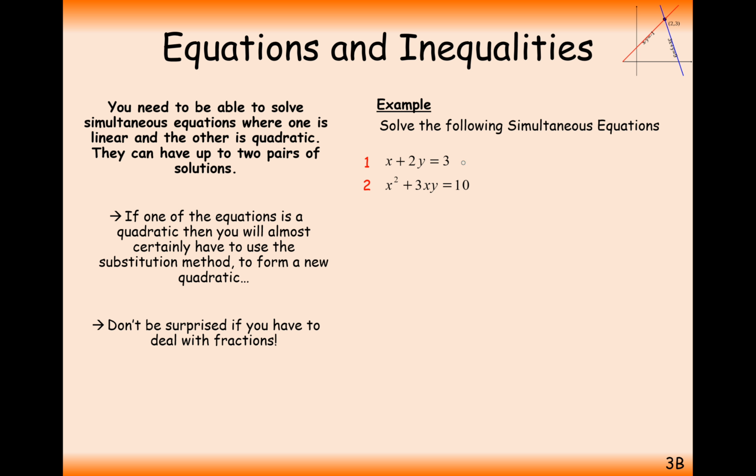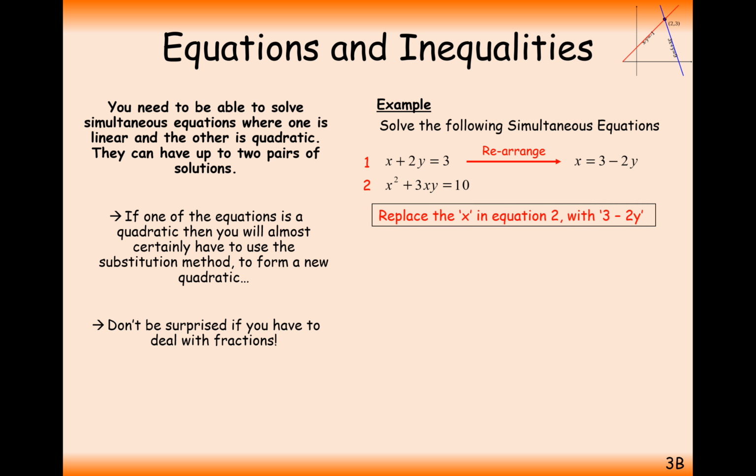So I can see here from this first top equation, it's probably going to be easier for me to make x the subject of this equation, and then I'll substitute x into this equation number 2. So rearrange equation number 1 and we get x equals 3 minus 2y. And then what we're going to do with our second equation is replace any letters with x as 3 minus 2y. So let's show you how that works.